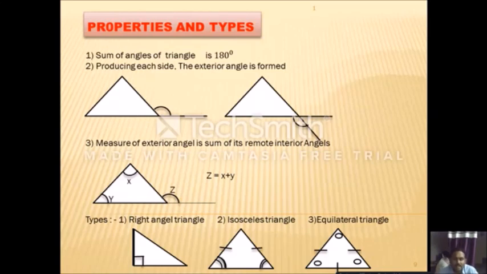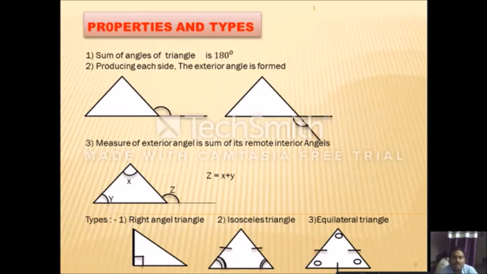The three main types of triangle. First is a right angle triangle. How will we define this right angle triangle? The triangle having one of the angles as a right angle is called a right angle triangle.